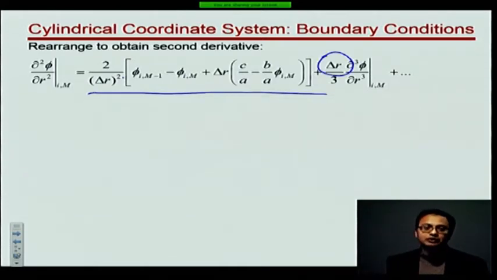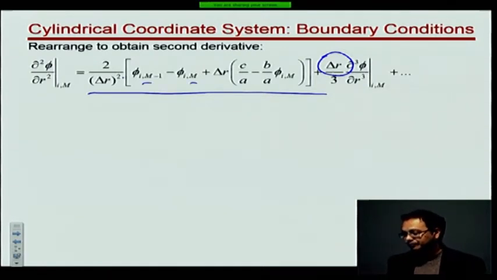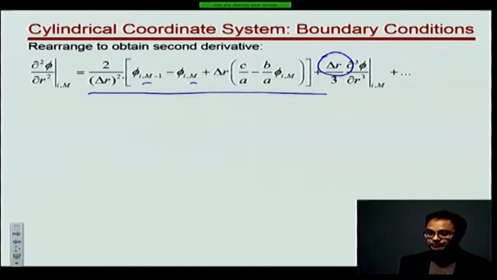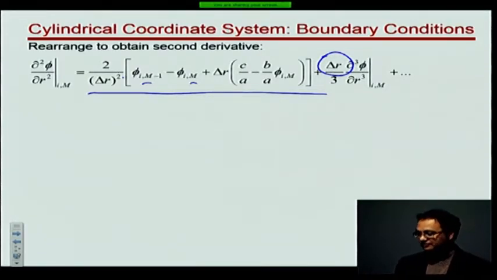Okay, but it has m and m minus 1, both nodal values. So that's our second derivative expression, which already has accounted for the boundary condition because we plugged the boundary condition into that expression. So the boundary condition at this point has been satisfied when deriving this second derivative.